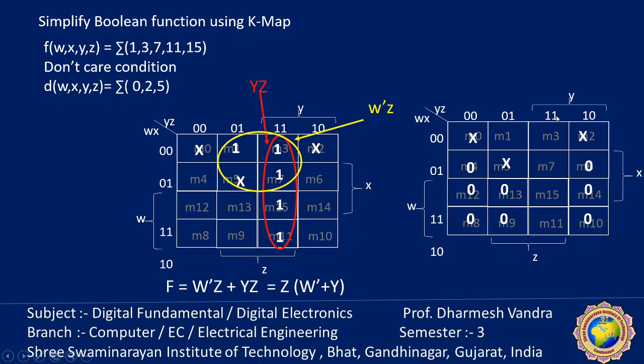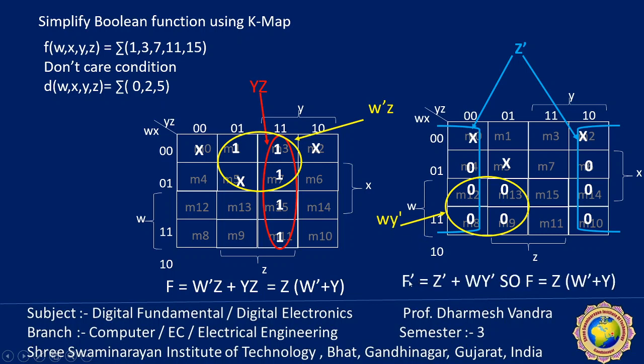So what we'll do, first we'll take, is it possible the 8 combination? Yes. First column and last column we can add, and it will become Z dash. Now these two zeros are there, so we can take the below one, this one, and it will become WY dash. So my F dash is equal to Z dash plus WY dash.